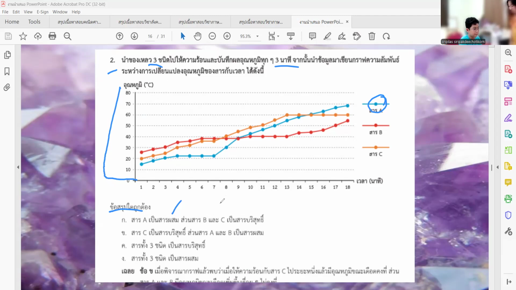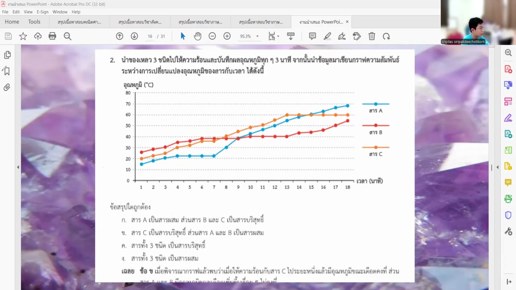But what about B and C? Is it a pure substance? This is B, this is C. B goes up and then stabilizes. No, this is C. C is stable, but B is not stable. So I'm going to guess it says C is a pure substance, and A and B are heterogeneous substances. I think so. What does it say? See? I'm correct. I'm the smartest teacher ever.